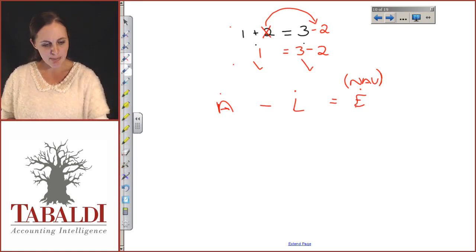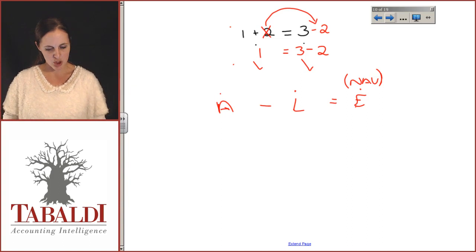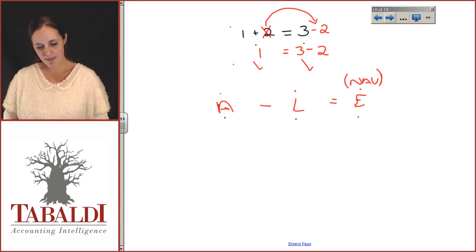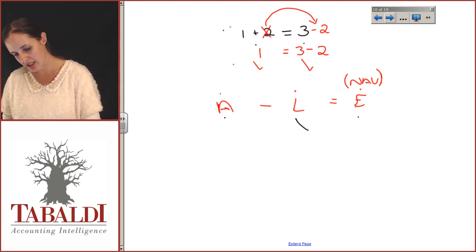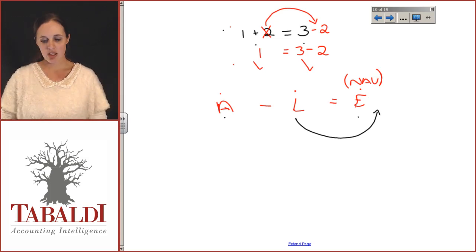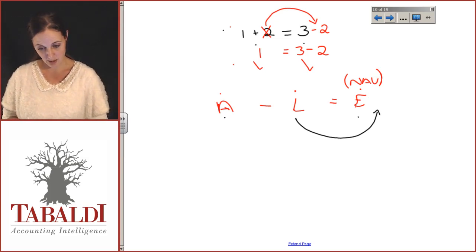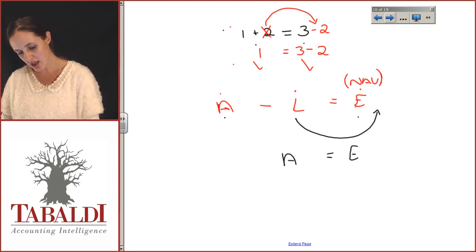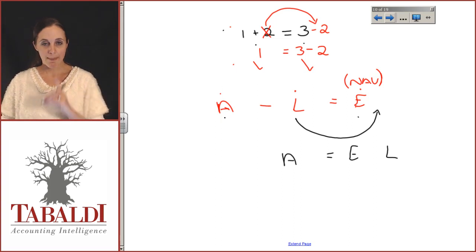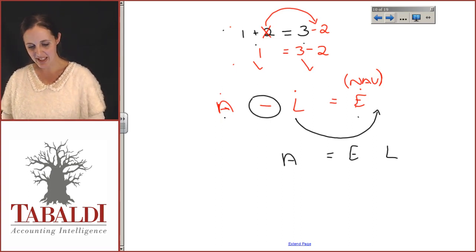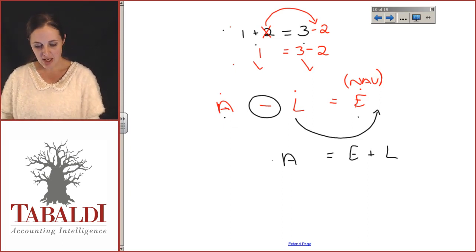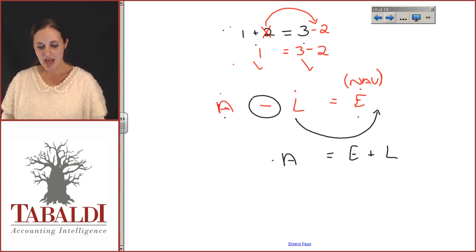So when we look at now manipulating this equation, because it is an equation, if we say assets minus liabilities equals equity, we could do exactly the same thing we did here and say we can move the liabilities from this side of the equal sign over to the other side of the equal sign. That would leave us with assets equals equity and liabilities on this side. But remember, we have to change the sign, which means we would add that. So now what we've got is assets equals equity plus liabilities, and they must still balance.